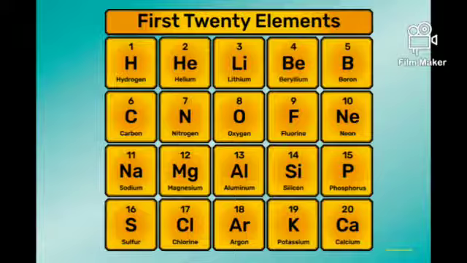Here you can see the first 20 elements. They are numbered according to the number of electrons they have. Like hydrogen, number 2 is helium, number 3 lithium, 4 beryllium, 5 boron, 6 carbon, 7 nitrogen, 8 oxygen, 9 fluorine, 10 neon, 11 sodium, 12 magnesium, 13 aluminium, 14 silicon, 15 phosphorus, 16 sulfur, 17 chlorine, 18 argon, 19 potassium, 20 is calcium.